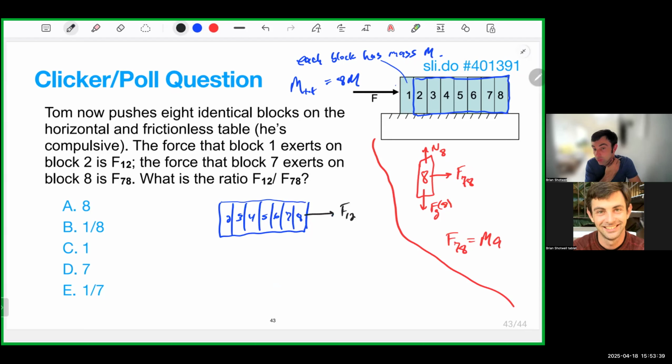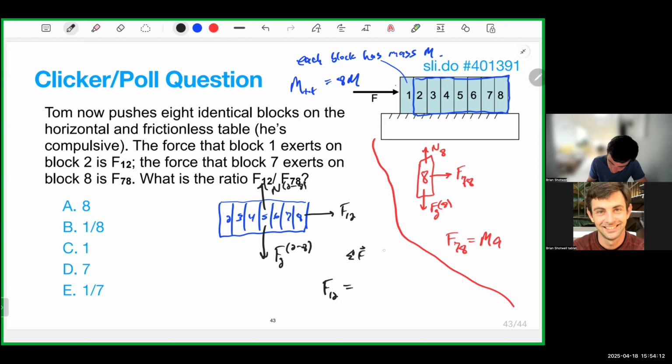F12 is the contact force between 1 and 2. 1 is pushing on 2 to the right, and 2 is pushing on 1 to the left. So treating 2 through 8 as one object, if 1 is pushing on 2, 1 is also pushing on the collection 2 through 8. Again, there's a gravitational force for this collection of blocks and a normal force on this collection of blocks. It's not so relevant here, I should say.